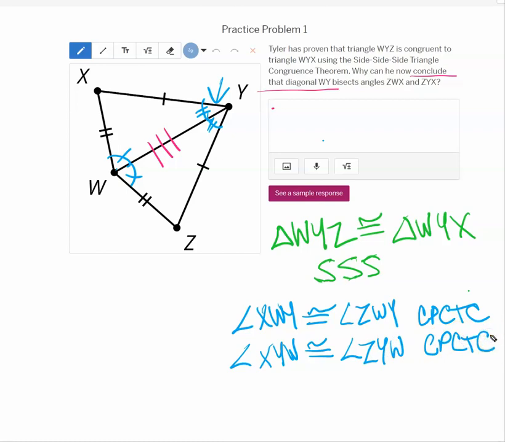So once we have both of those, then we know that WY is a bisector of the big angle because if this part is the same as this part, then this line is bisecting that bigger angle. If you click show me a sample response, you can see it written out in word form.